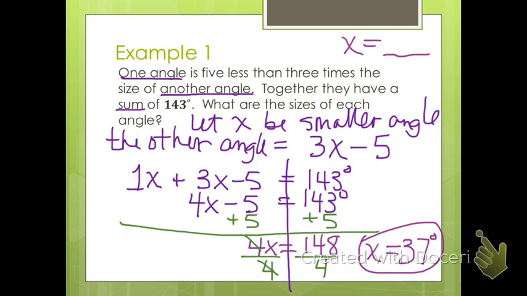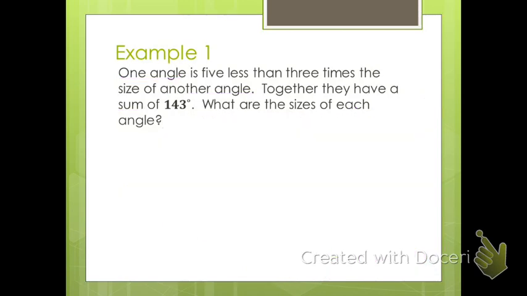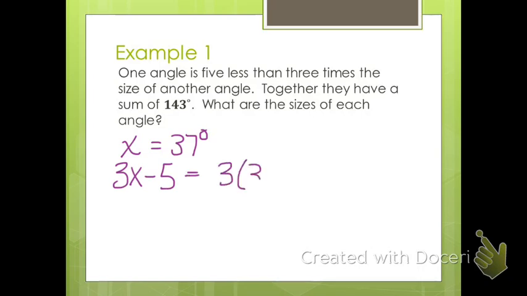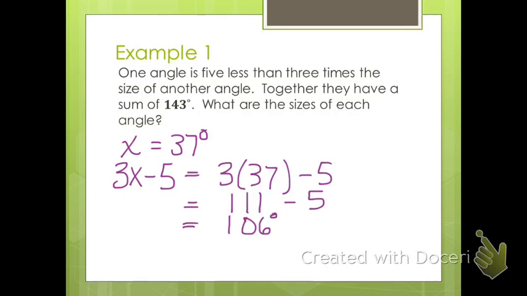Okay, so I'm not done yet because I'm asked what are the sizes of each angle. Well, the smaller angle is 37 degrees. I'm going to go ahead and erase here and assume you have the notes. So the smaller angle is 37 degrees. The other angle we said was 3x minus 5. So if I evaluate that expression, I would have 3 times 37 minus 5. And 3 times 37 is 90 plus 21 is 111. So the other angle is 106 degrees.